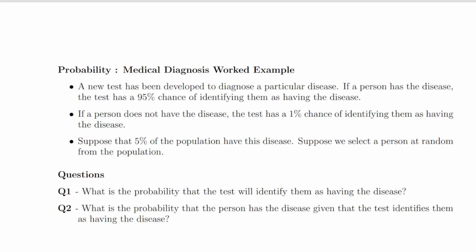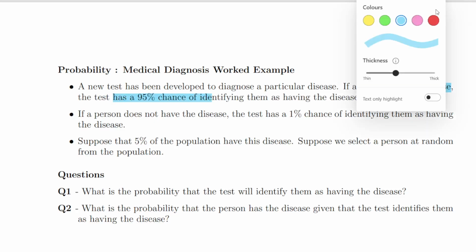Okay, in this presentation we are going to look at probability and conditional probability. We're looking at a medical diagnosis example, and in this we are going to look at a test. A test has been developed to diagnose a particular disease. If the person has the disease, the test has a 95% chance of identifying them as having that disease. Okay, so far so good.